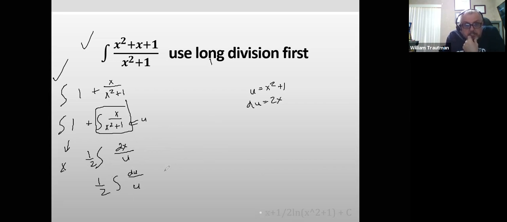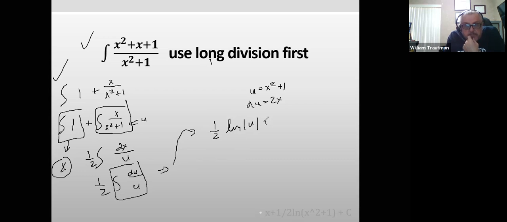So then this becomes, don't forget about this x here. So there we did that already, but let's just concentrate on this. So it ends up being 1/2, and this becomes the natural log of u plus c, 1/2 the natural log, and u is up here, x squared plus 1 plus c, and don't forget about this x we had in front.